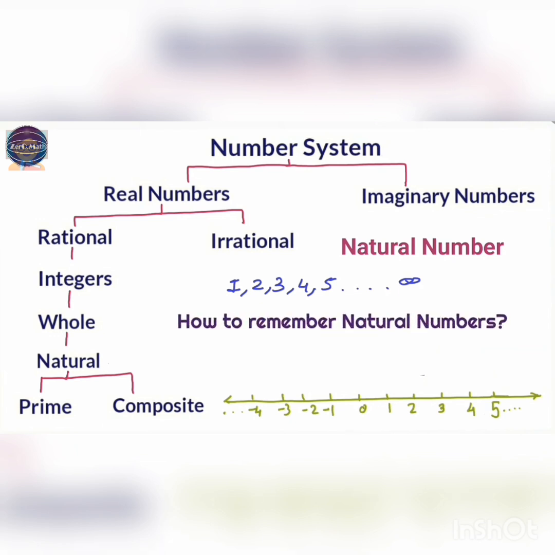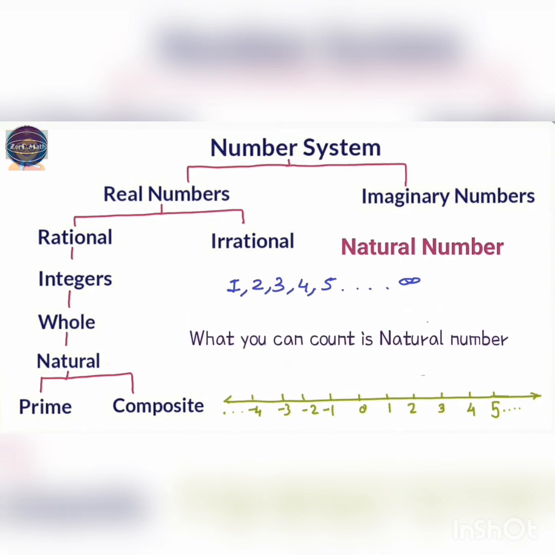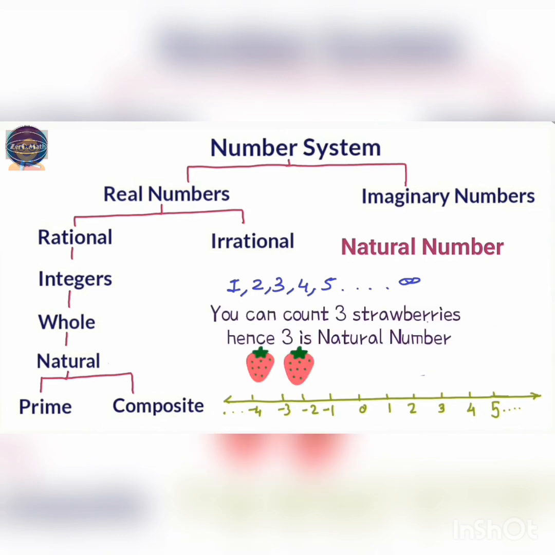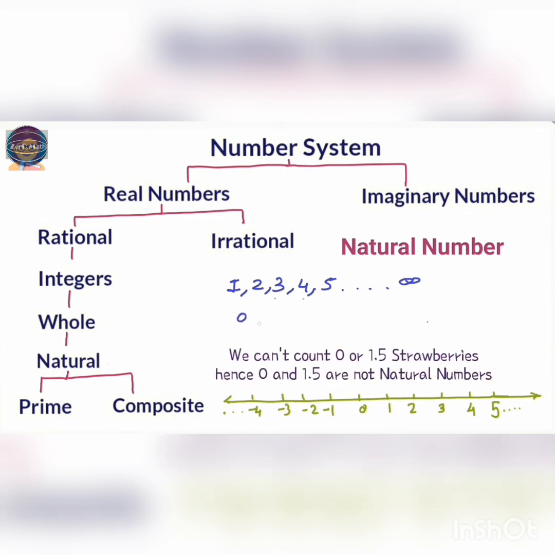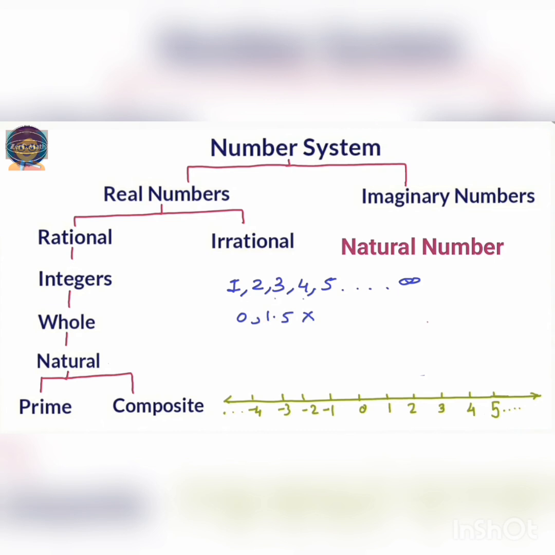Now the most important part, how you are going to remember the natural numbers. So as I said, these numbers are used for counting. So what you can count is basically a natural number, as easy as it looks. I can count 3 strawberries, hence 3 is a natural number. I can count 4 strawberries, hence 4 is a natural number. However, I cannot count 0 strawberries or 1.5 strawberries, hence 0, 1.5 are not the natural numbers.